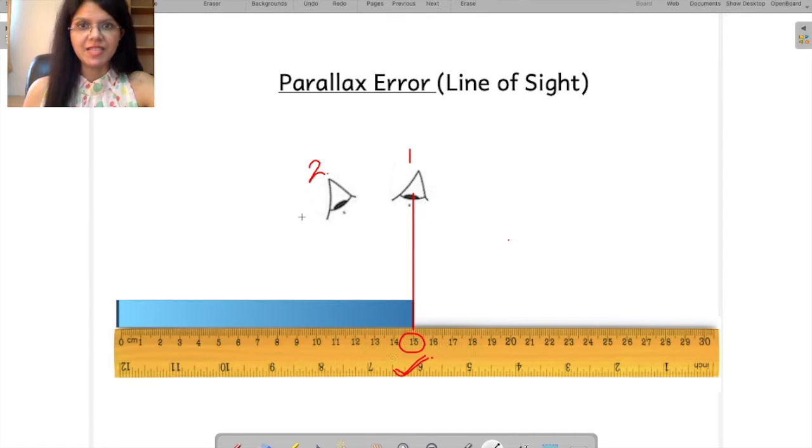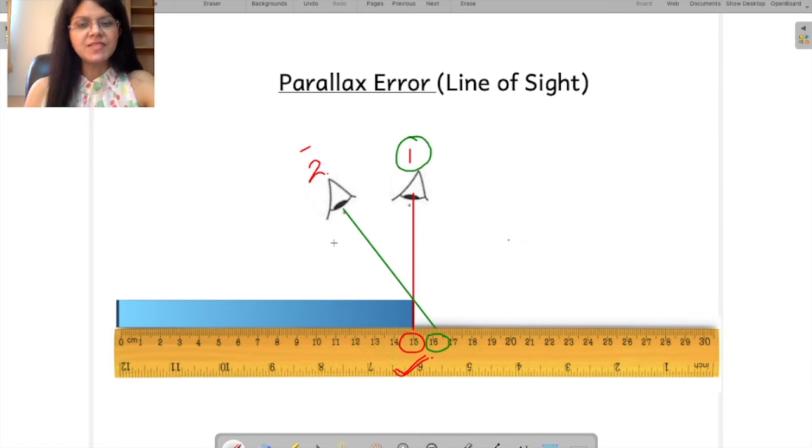Now let's draw the line of sight when you're taking down the reading from position 2. Let me use a different color now. Now you have a different line of sight, and it is falling on the ruler somewhere near 16 centimeters. It's coming out to be 16.2 or 16.1 centimeters. So which is the correct reading? The correct reading is the reading when your eye is at this location.